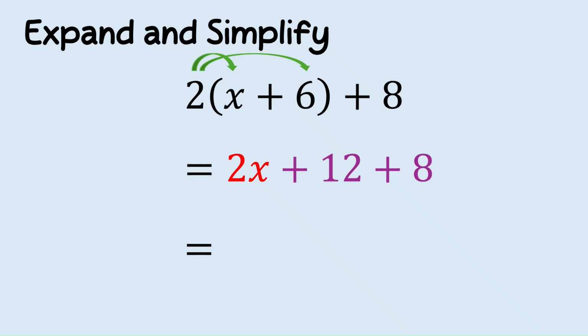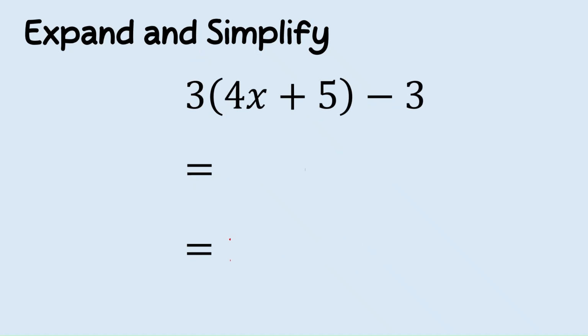Now we need to collect like terms. We see we have an x term and a pair of number terms. Our x term doesn't have anything to collect with, so we just keep it as 2x. Our two number terms, we have plus 12 and plus 8. We can collect those together to make 20. So our final expression when we've simplified is 2x plus 20.